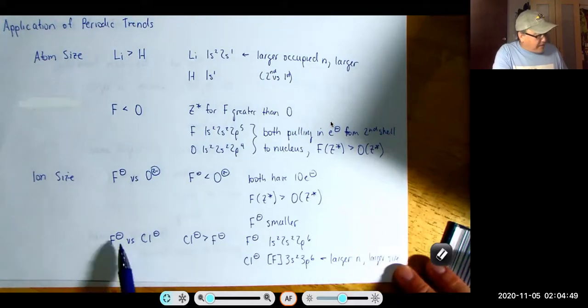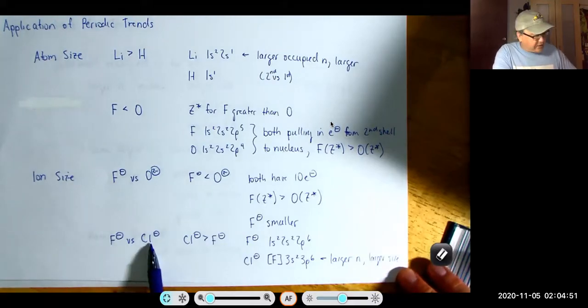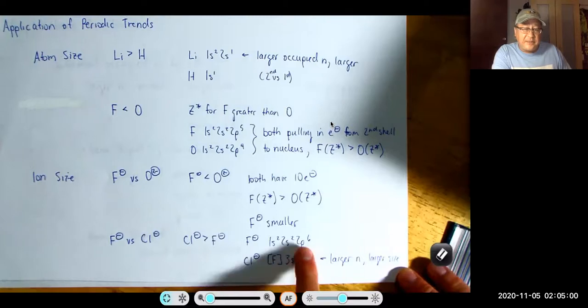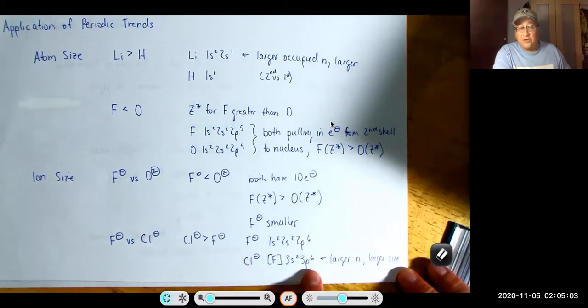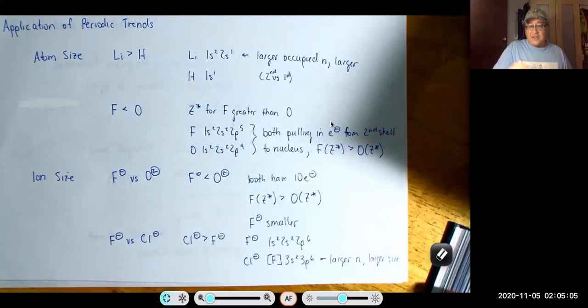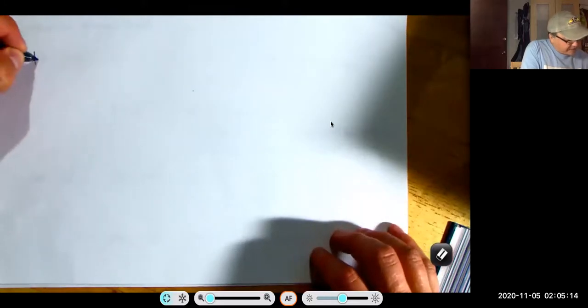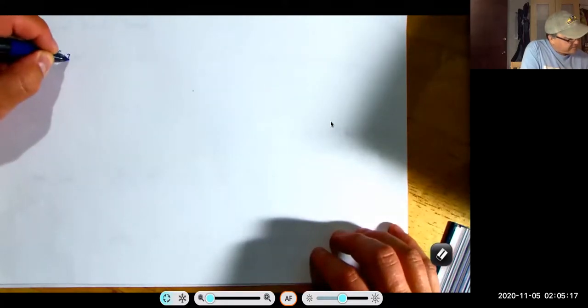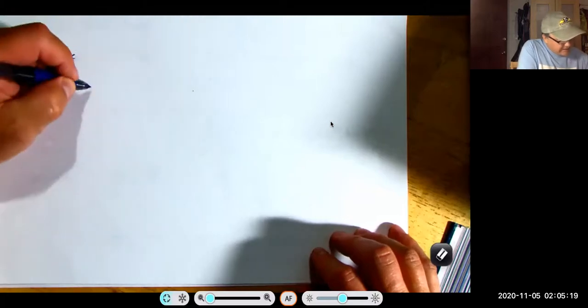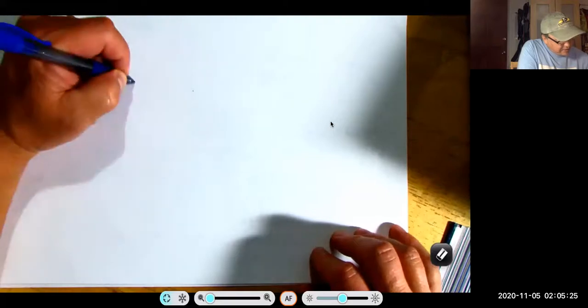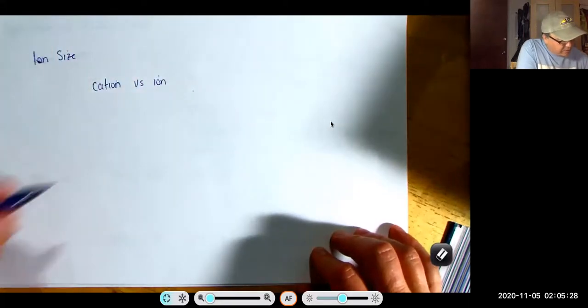Now, what about fluoride versus chloride? So this is a group trend. And well, chloride's going to be bigger than fluoride because fluoride only has this 2p6, where chloride has a 3p6. So larger outermost occupied shell. Now, for ion size, we do have to remember this. For ion size, we've got to look at cation versus anion, and we're going to look in a period.